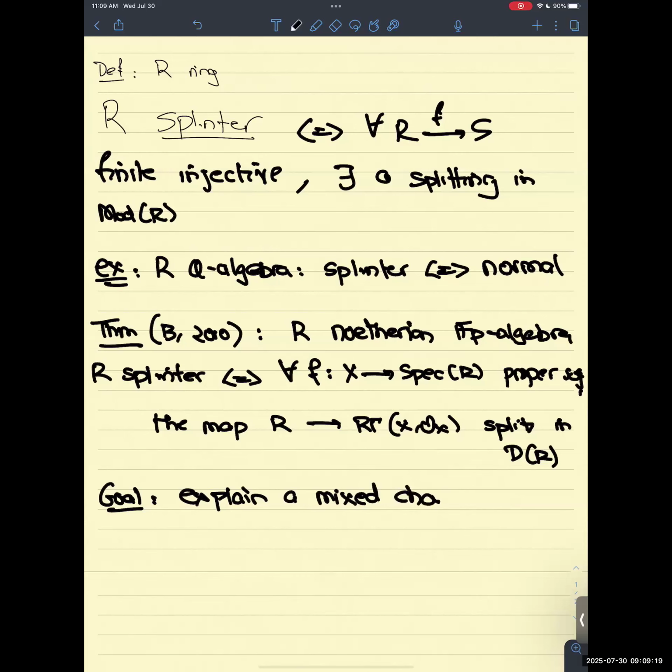Let me say, first of all, what I mean by mixed characteristic. I've already told you what happens for Q-algebras, and I've told you what happens for F_p-algebras. So the only cases that remain are rings that don't contain a field. And this is what it means to be a mixed characteristic situation.